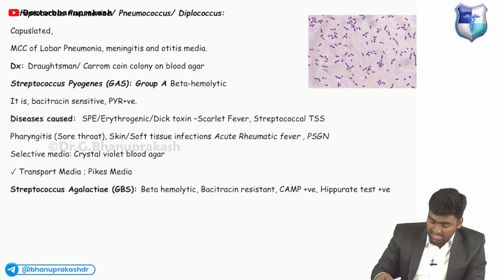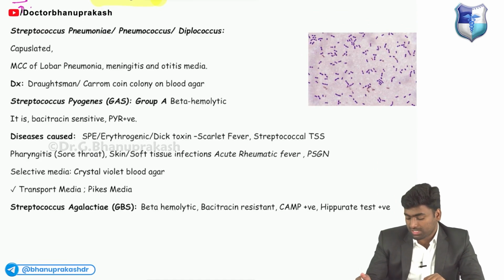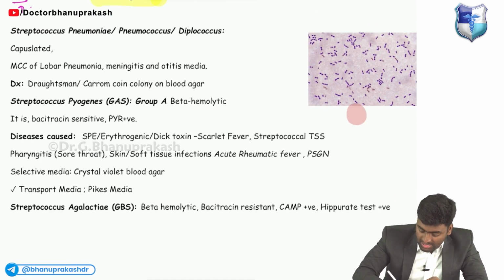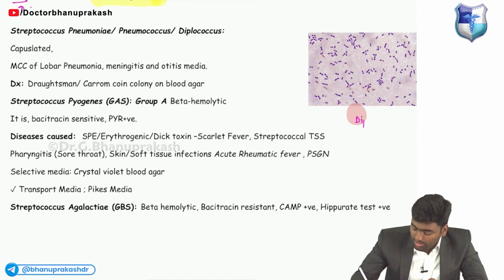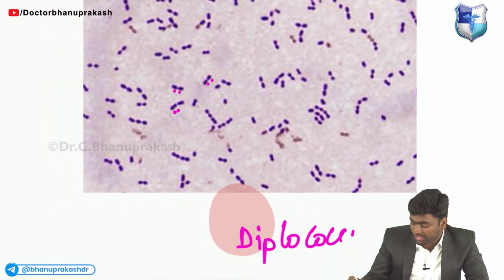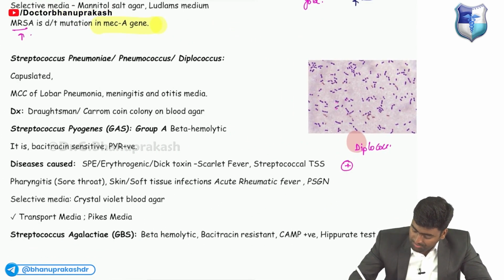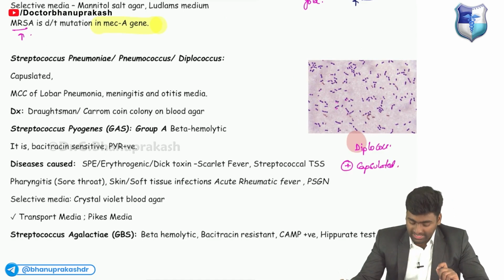Next, about Streptococcus pneumoniae. If you see Streptococcus pneumoniae, it occurs in pairs. It is known as Diplococci. You can see, right? 1, 2, 1, 2, 1, 2. So it occurs as Diplococci, and remember, it is capsulated. It is Diplococci and it is capsulated.